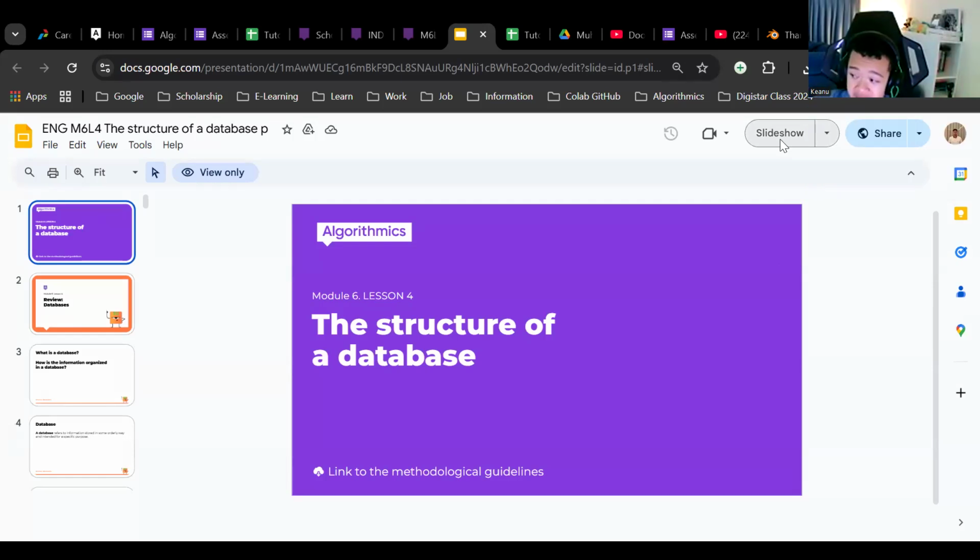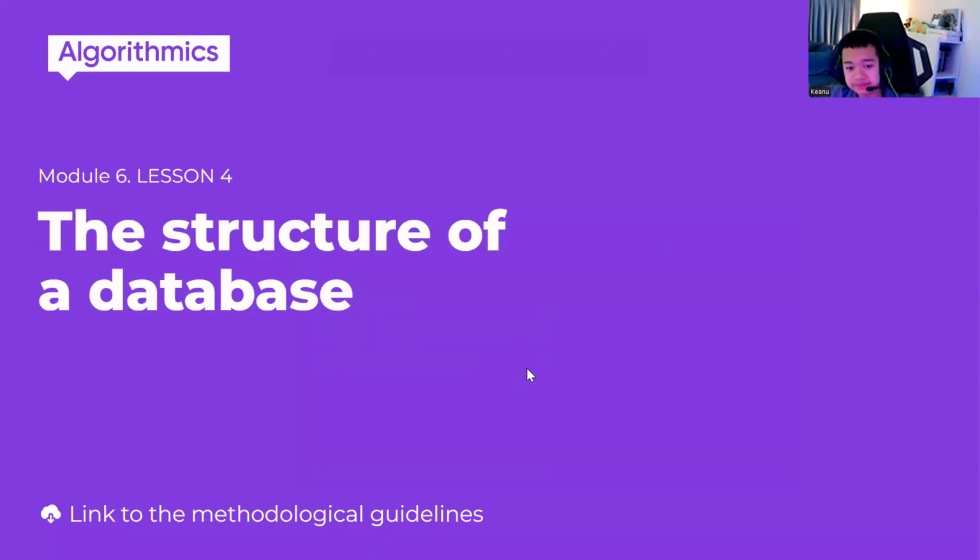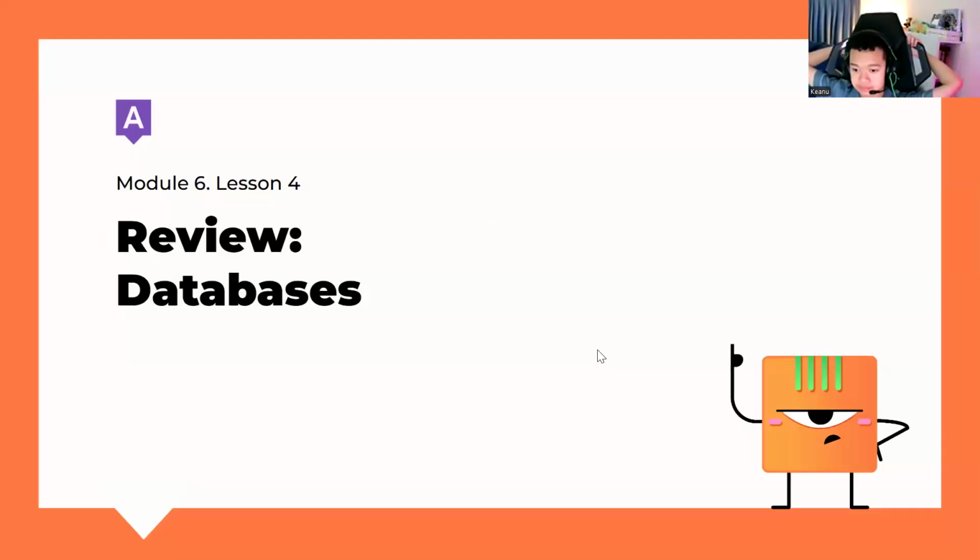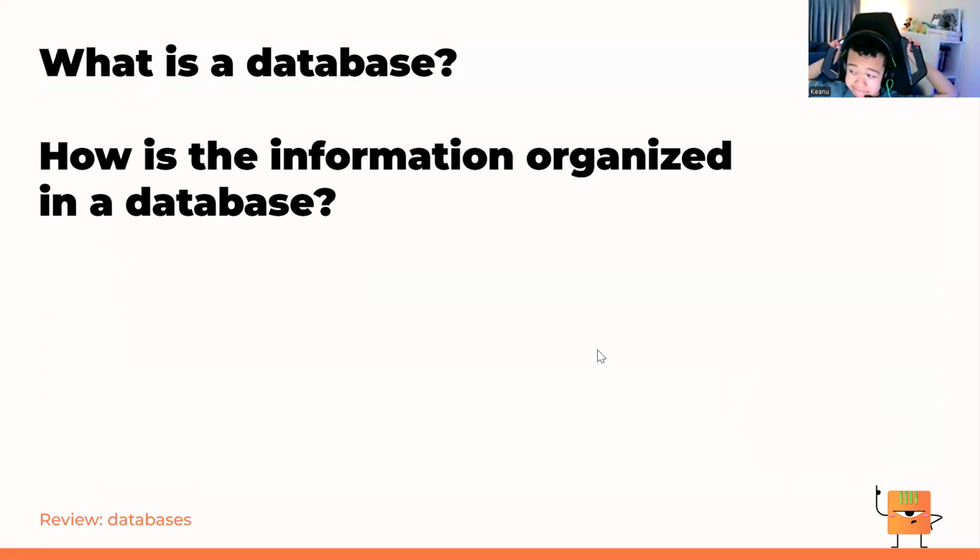Okay. So it's about the structure of database for module 6 and lesson 4. Okay, we review first about databases. So what is a database and how is information organized in a database? Can you summarize a bit, Keanu, what is a database and how the information is organized in a database based on your knowledge? That's okay if you are wrong. It's not a problem. That's part of our conversation.